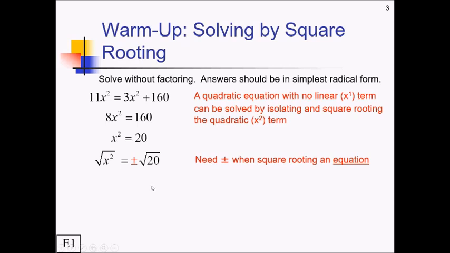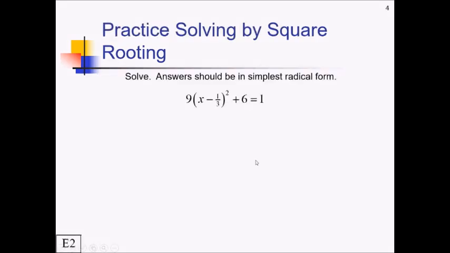And now just simplifying things, we have just x on the left side, and on the right side we can split this radical up a bit and put it in simplest radical form. So this can be rewritten as 4 times 5 inside a square root, which gives us plus or minus 2 radical 5. Here's another example for us to try out.